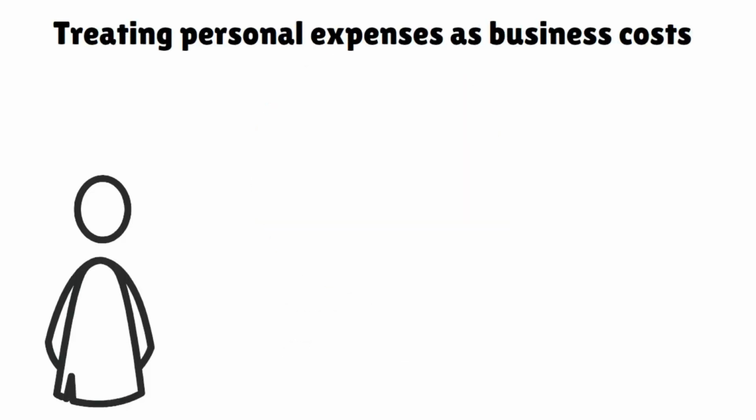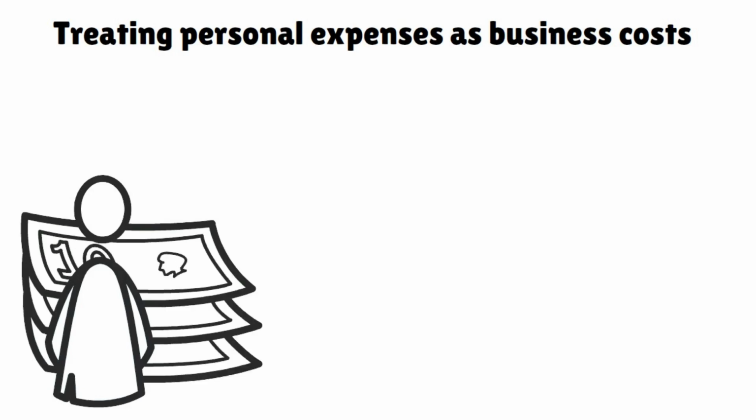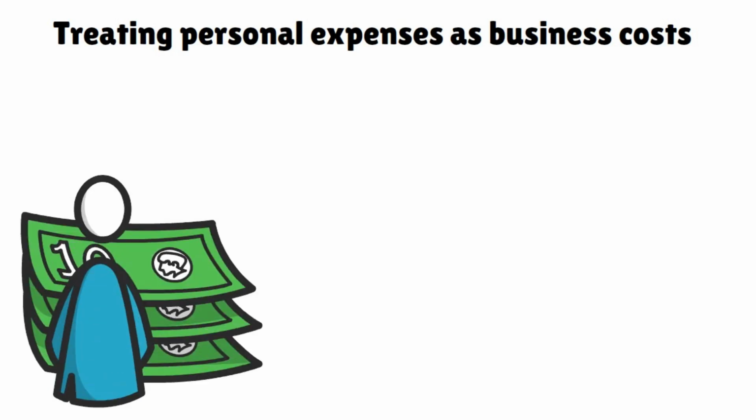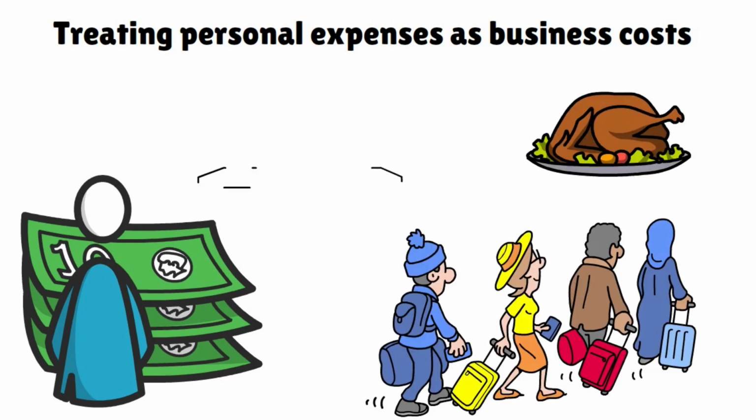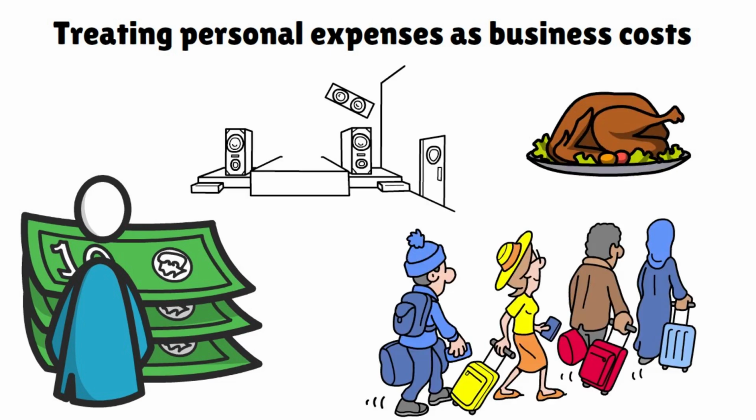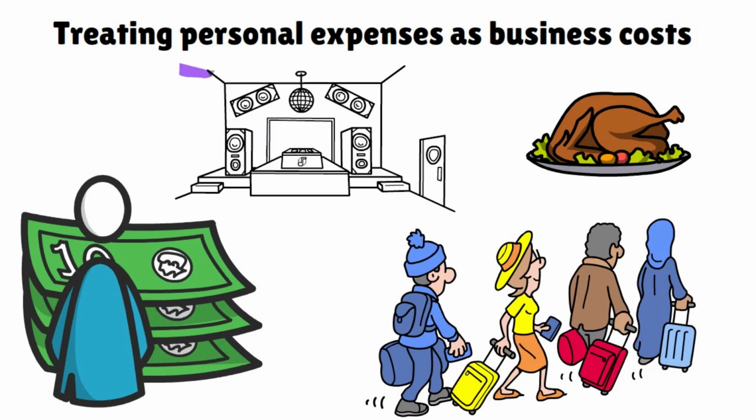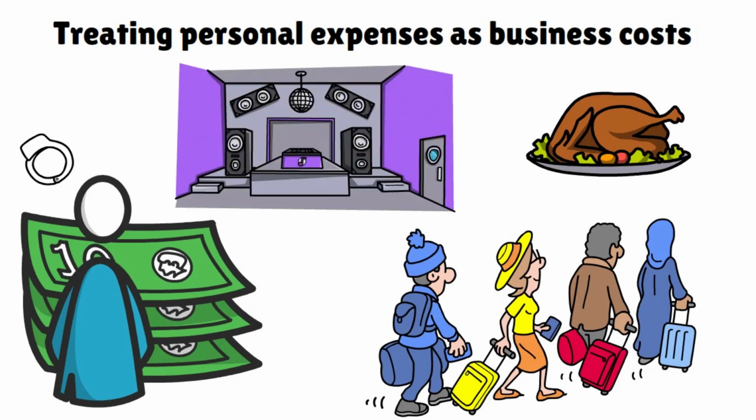Personal expenses as business costs. Treating personal expenses as business costs involves claiming personal expenditures as deductible business expenses on tax returns. This can include expenses such as meals, travel, entertainment, or home office expenses that are not legitimately related to business activities. This practice is illegal and constitutes tax evasion.